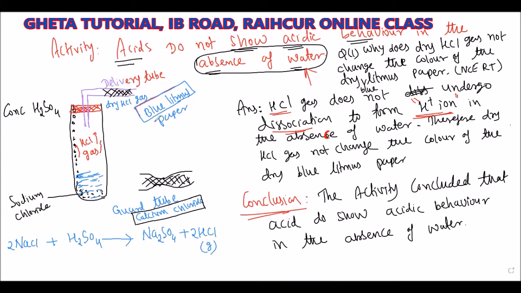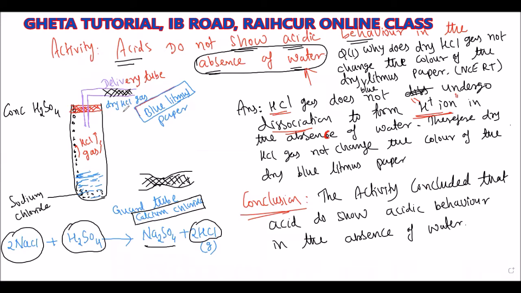So this activity, if you want to do it, shows that acid does not show the acidic behavior in the absence of water. We have to take sodium chloride and concentrated sulfuric acid. Then sodium sulfate will be produced, and you will get hydrochloric acid in the form of gas. But we have to make this HCl gas dry.